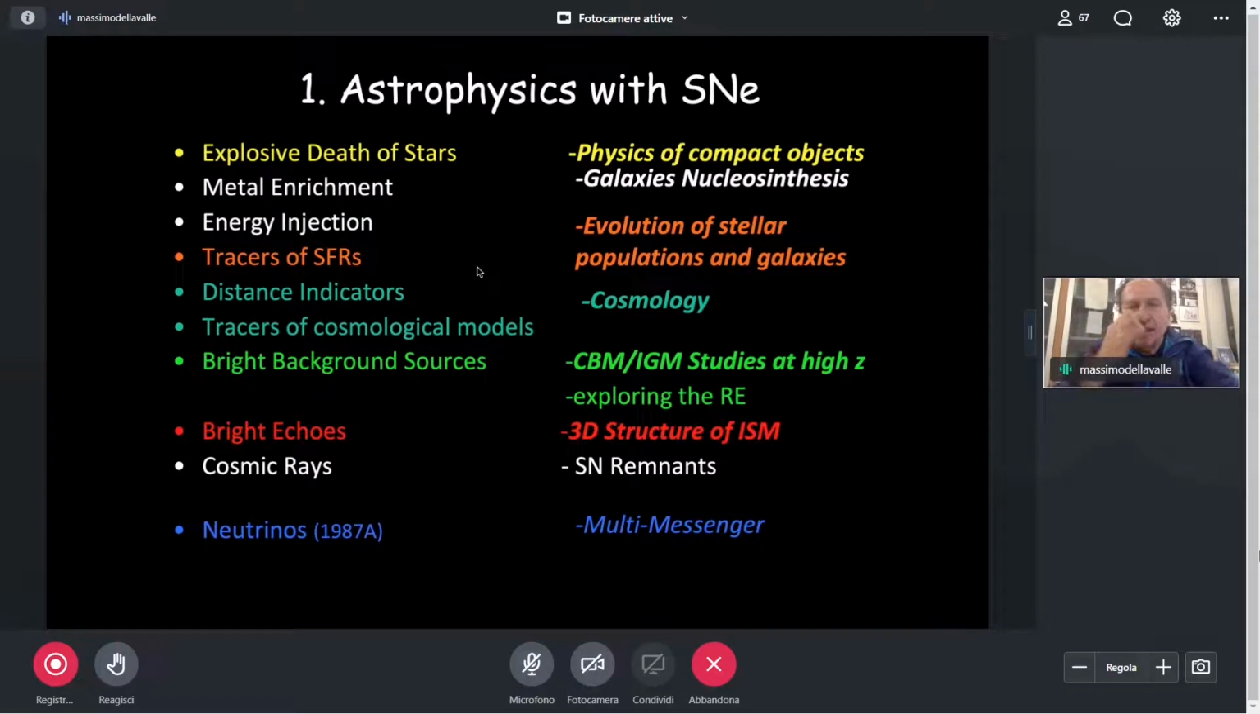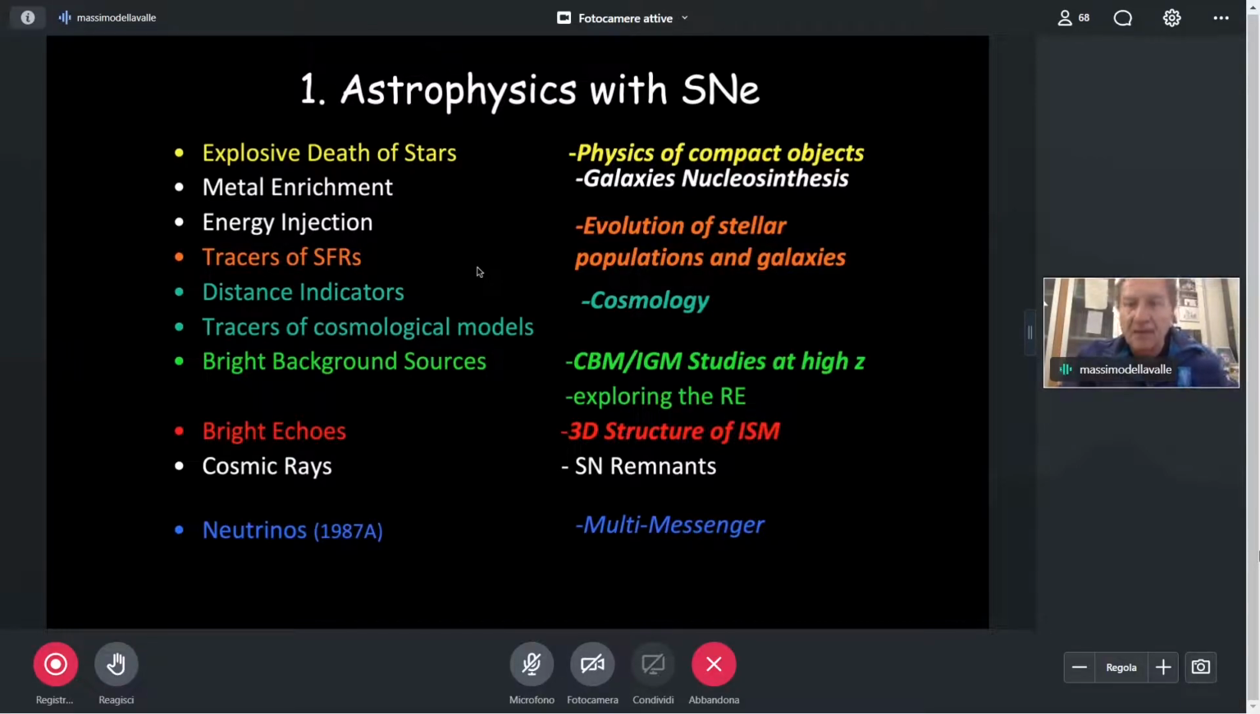First of all, why study supernovae? Because supernovae affect most of the research fields of modern astrophysics. Here I make some examples. The physics of the explosion of supernovae is connected with the physics of compact objects, with the chemical evolution of the host galaxies. With cosmology, we learn by studying type Ia supernovae at cosmological distances that the expansion of the universe is accelerated.